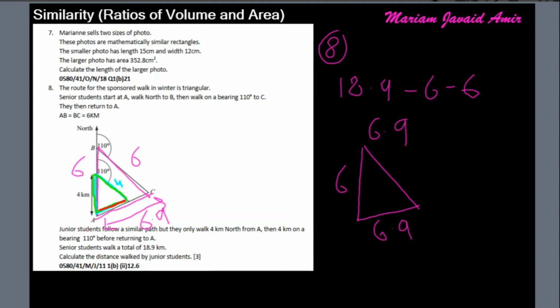Similarly, this length is 4, and we can find the length in red. Let's call it x, and this closes the triangle. Okay, so now since these are similar figures, we can apply the formula for ratios of similar figures. So ratios of lengths of similar figures.